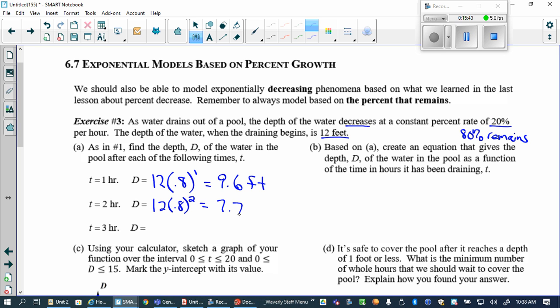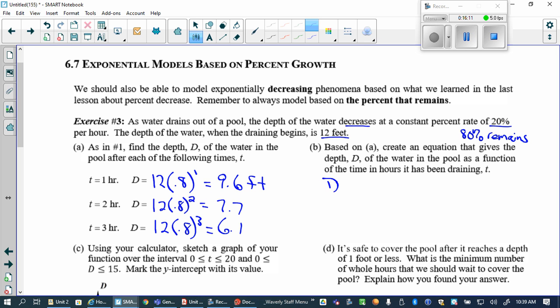7.7 feet, right? Now, after the third hour, it'd be 12 times 0.8 to the 3. So instead of using a new starting amount, you should get 6.1 feet after 3 hours. So that looks like exponential decay, right? You notice that b, that 0.8, is between 0 and 1? So let's write our function.